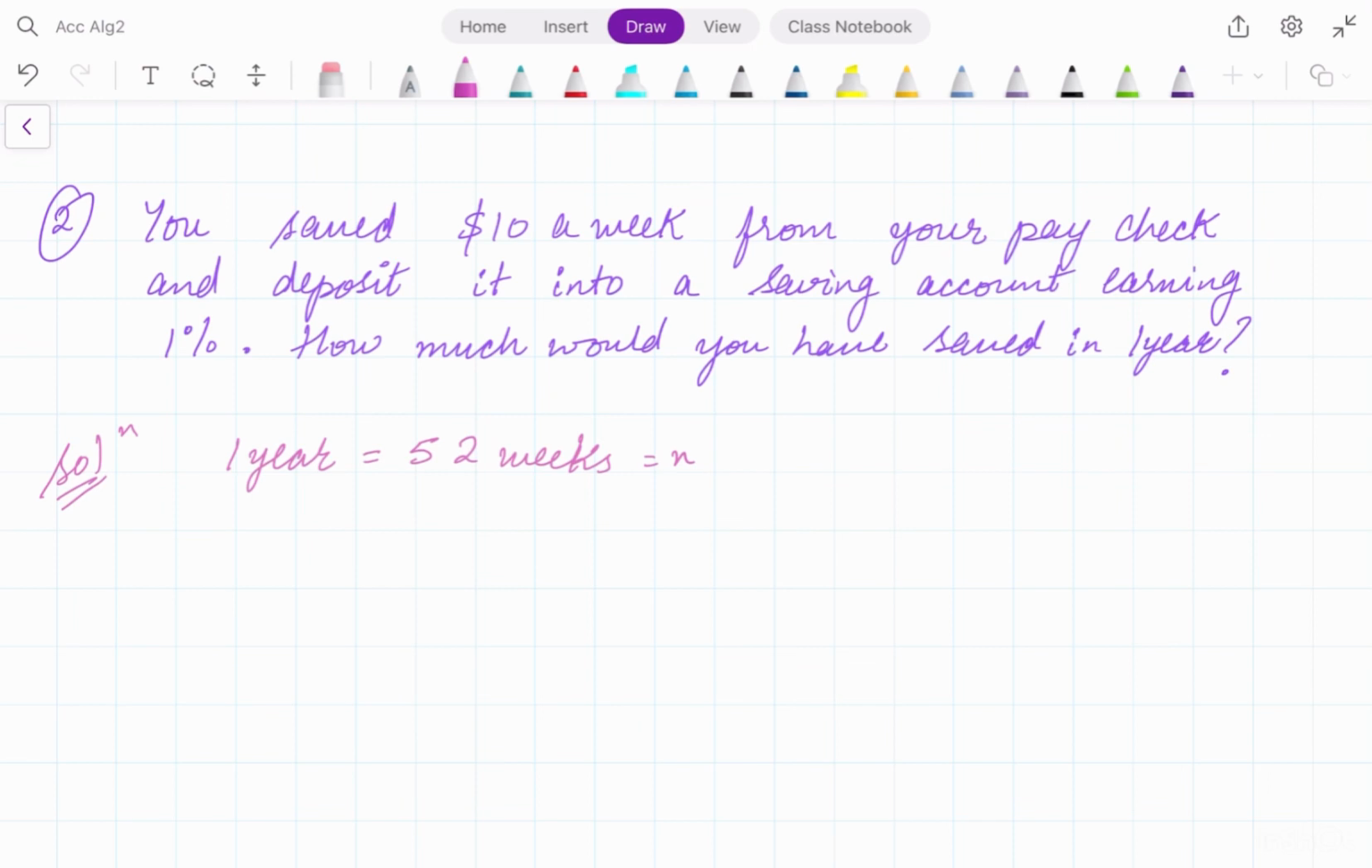Let's take one word problem. In this case, you are saving $10 a week from your paycheck and depositing it in a savings account which is earning a 1% rate of interest. How much will you save in 1 year? First things first, 1 year implies 52 weeks. So 52 implies it is a finite, that means the sum of the finite.